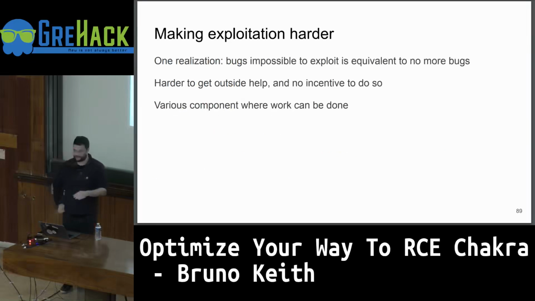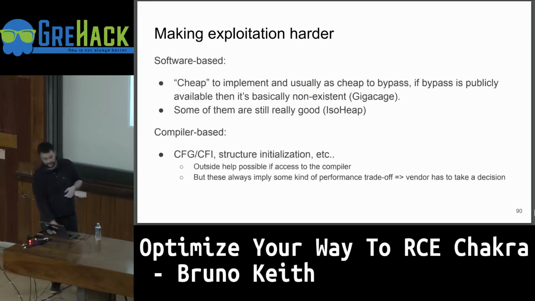Second approach, making exploitation harder. One realization is that if you have a bug, but it's formally proved that it's impossible to exploit it, then it's basically equivalent to having no more bugs. That particular part, it's much harder to get outside help, and there's also no incentive to do so as an independent researcher or whatever. And there are various areas where work can be done.